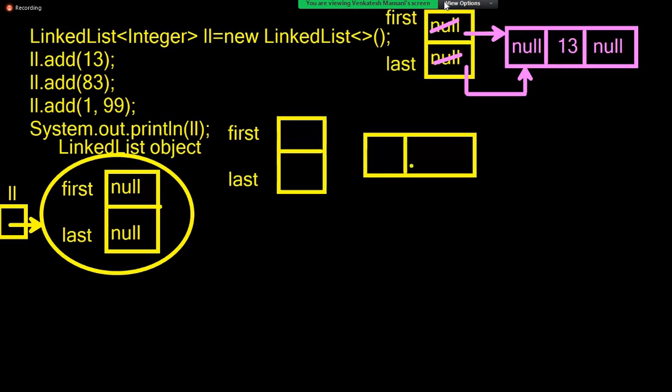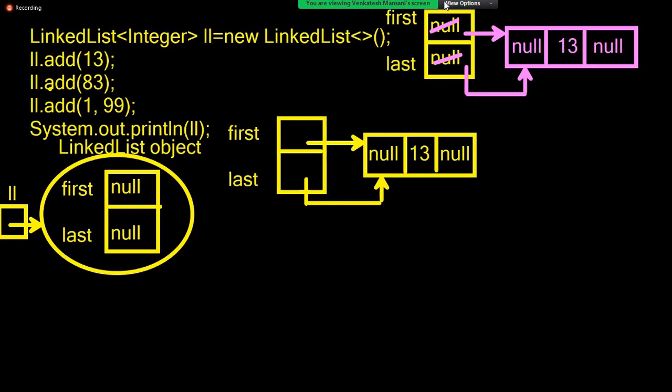Here, this node address. Here, null. Here, 13. Here, null. That is created. Okay.